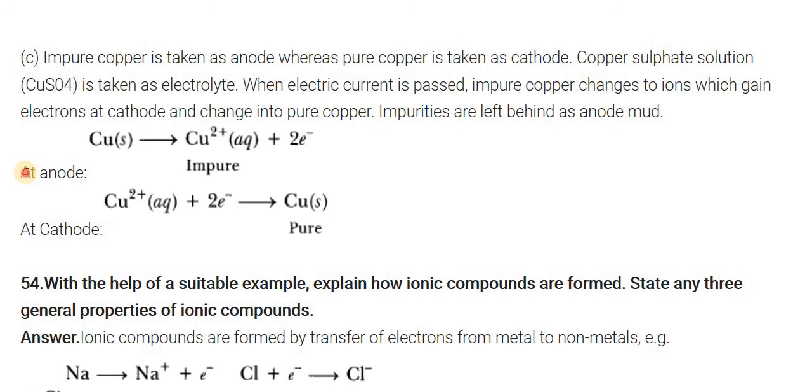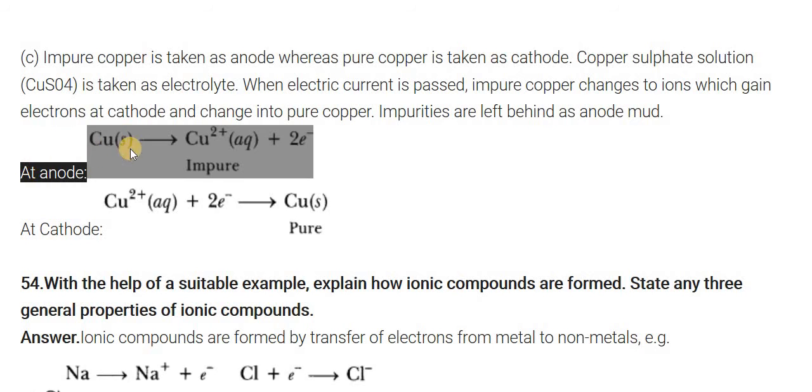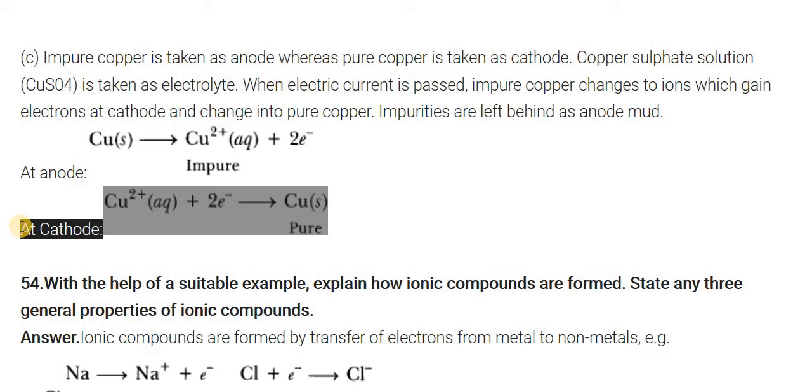Now what exactly is the process that occurs at the anode? At the anode, Cu is converted into Cu2+ and 2 electrons are released. These 2 electrons go to the cathode and react with the Cu2+. So this Cu2+ is converted into pure copper, and this process occurs at the cathode.